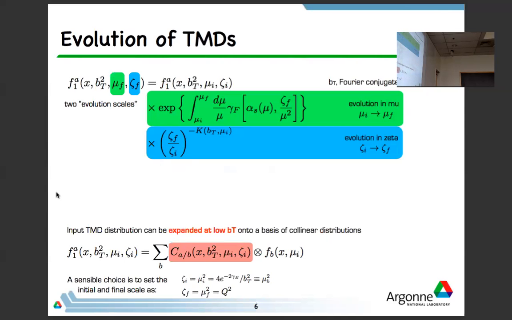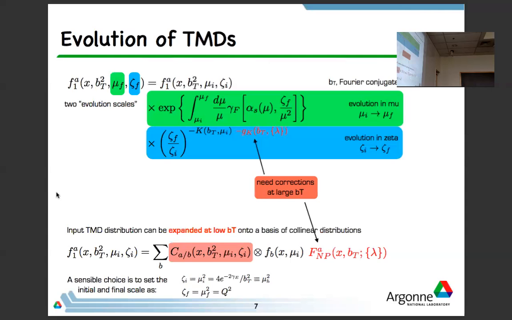For the input TMD PDF, you can also do a perturbative calculation at low b_T, where b_T is the Fourier conjugate variable with respect to the transverse momentum. So these coefficients C here are, again, power series in alpha strong. You can calculate them, and they are convoluted with the collinear parton distribution functions. So everything is very nice. You can calculate C, you can calculate gamma_F and K, but what happens is that we need corrections for this operator product expansion here and for the kernel K at large b_T.